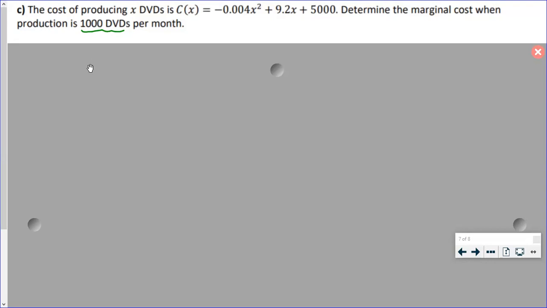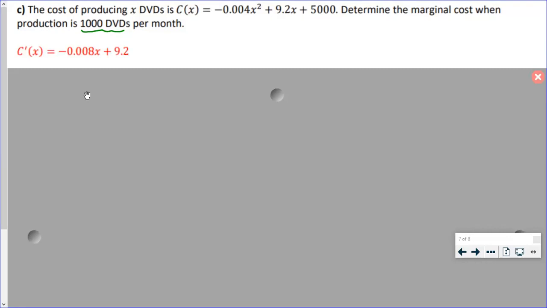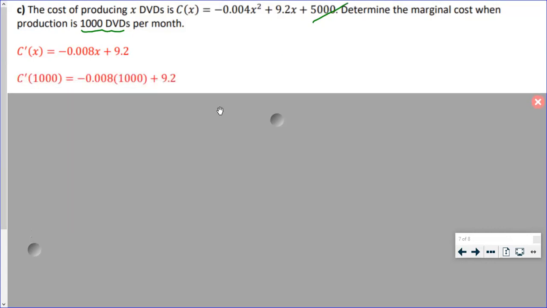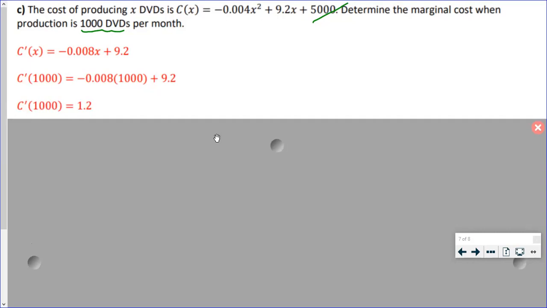So this time we don't have to come up with the cost equation. We've been given that, so we can go straight to the derivative. The constant number we can ignore, and we apply the power rule for derivatives to negative 0.4x squared, which gives me negative 0.008x. And 9.2x becomes the constant 9.2. After that, it's simply about substituting 1,000 into that equation, which gives me an answer of 1.2.